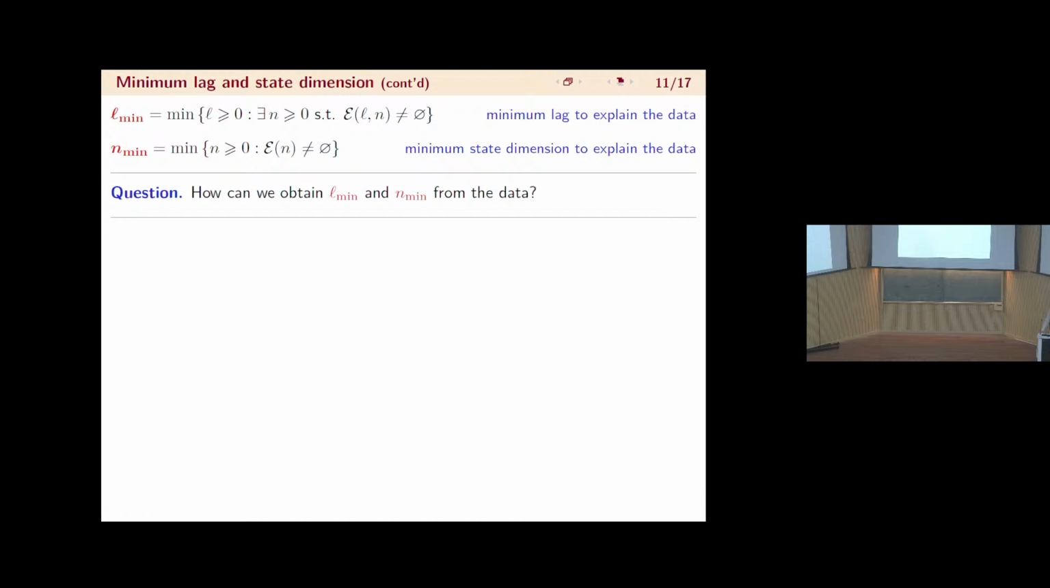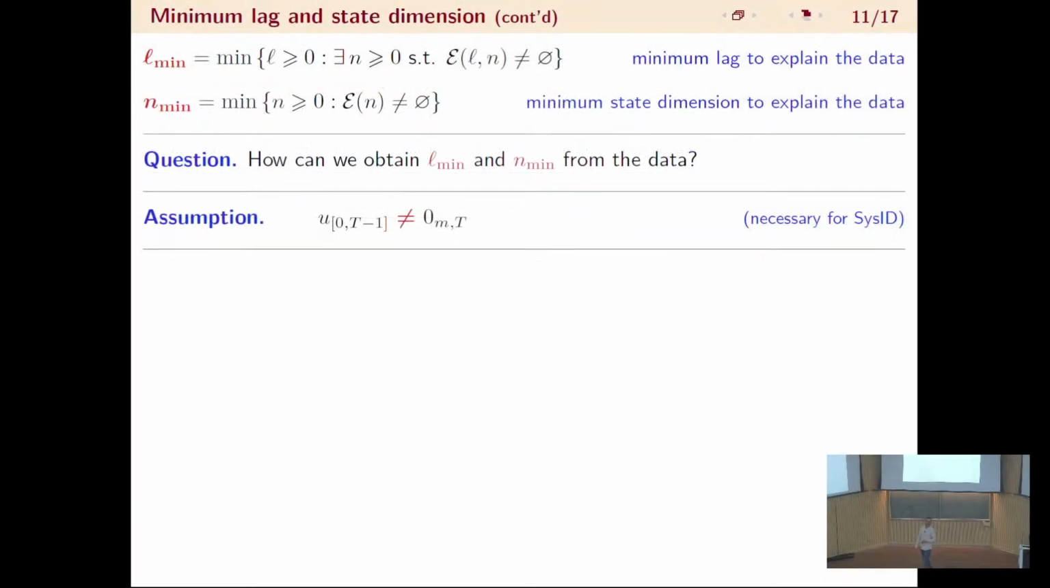Okay, so now I make an assumption on the data, namely that the input data is not identically 0. I mean, this is a very reasonable assumption, because if it is identically 0, then there is no way that we can identify the system, right? B matrix can be arbitrary, D also.